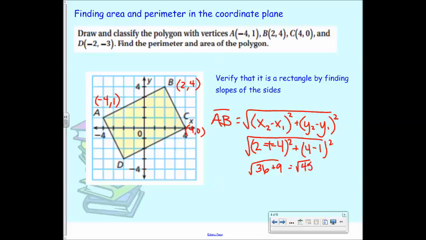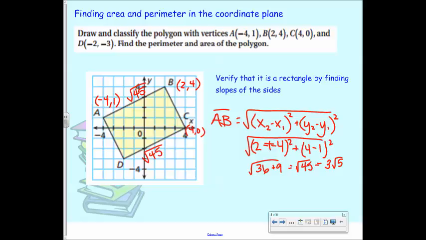All right, is that a perfect square? No. So we'll just leave it alone. We could also simplify the radical, which would be 3 root 5. All right, so I'm going to name this square root of 45, which means which other one is square root of 45? BC.